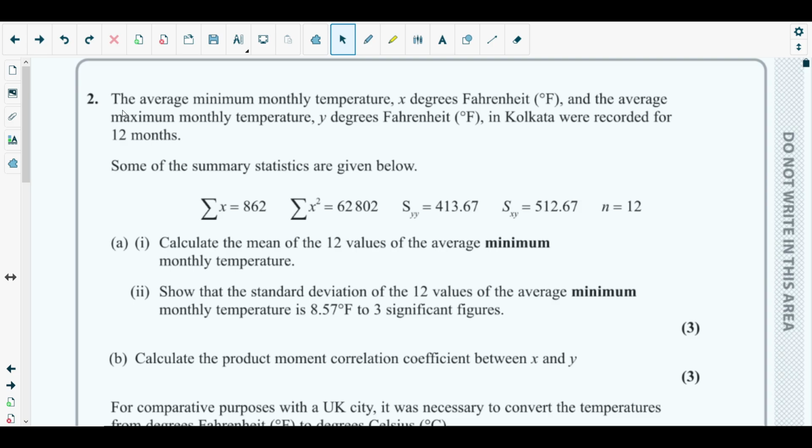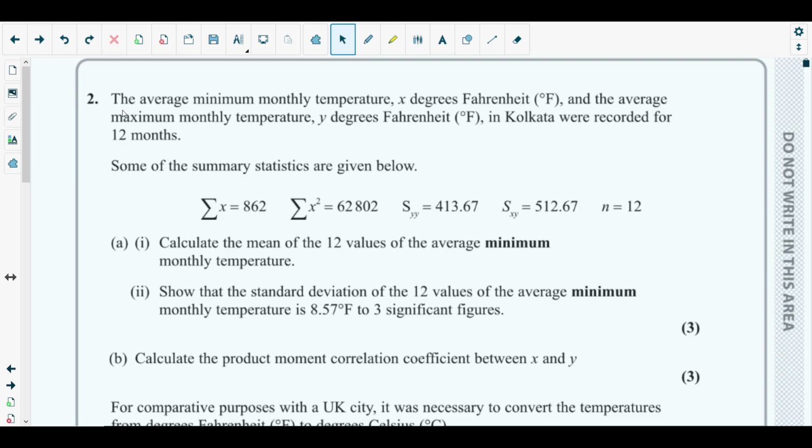In order to understand the solution of this question, you should know the concepts discussed in chapter 2, measures of spread and location, and chapter 5, correlation and regression. Okay, let's get started with question number 2.